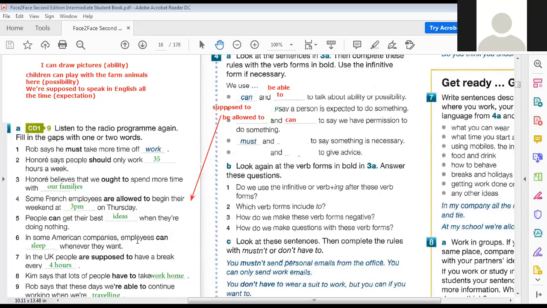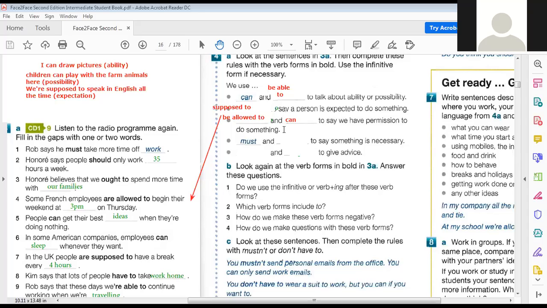Because here, if you see number 6, can you see number 6? Yes. In some American companies, employees can sleep wherever they want, whenever they want. So this means they have permission. They can do it if they want. But if they don't want to, they don't have to.